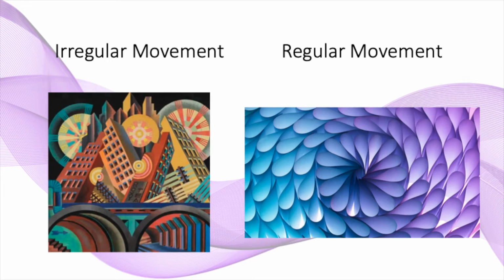Movement can also be irregular or regular. On the left, you see irregular movement where your eye goes in all different directions. On the right, you see regular movement where your eye moves in a circular pattern. This is done on purpose by the artist.